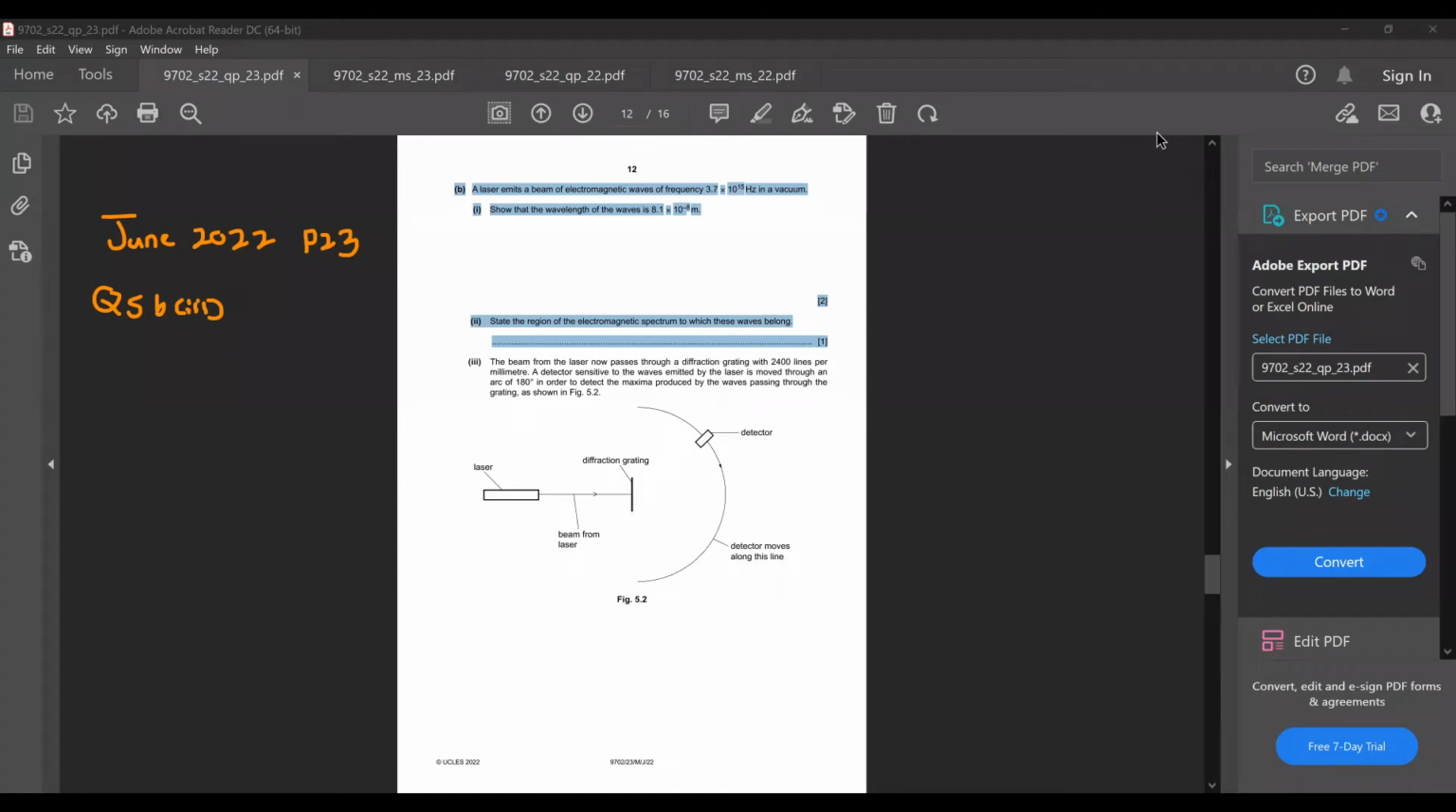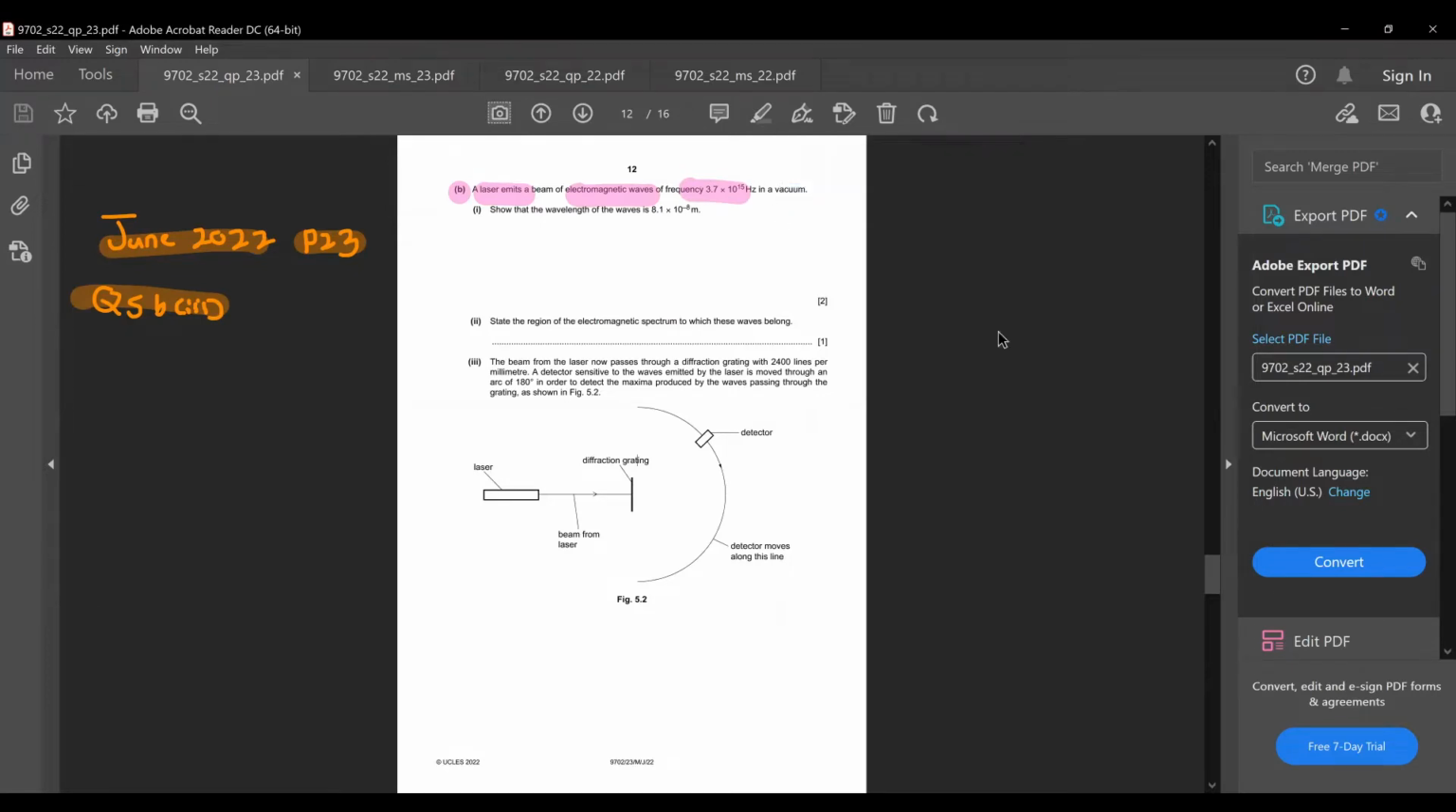Okay, so if you look at June 2022 P23, question 5B part 3, the start of the question is actually from B here. You have a laser that emits a beam of electromagnetic waves of frequency 3.7 times 10 power 15 Hertz in a vacuum.